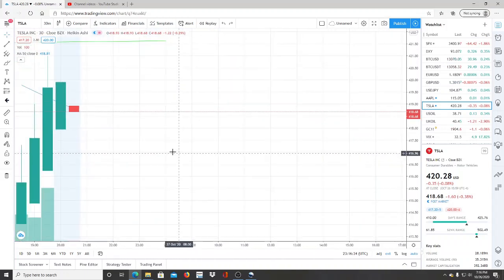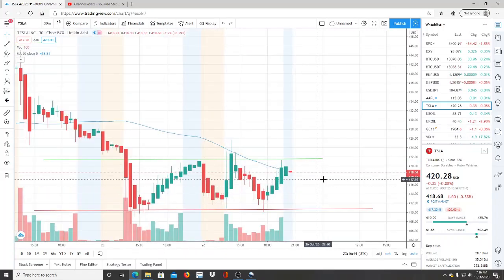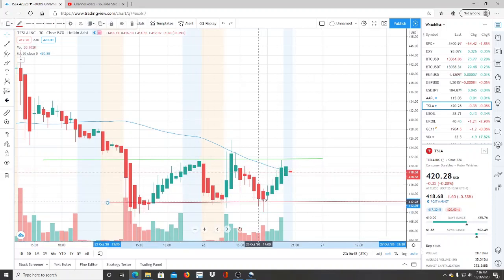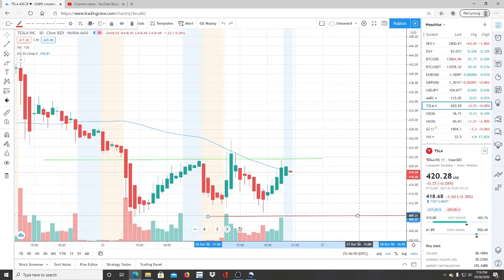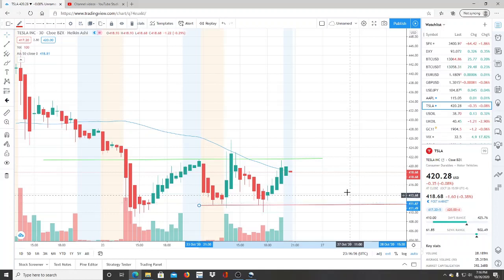If we zoom in real close here, you could see that the 50-day moving average is 418.81. We're currently at 418.68. Super important to keep that in mind, that we are slightly in bearish territory. If we're below the 50-day moving average, we're in bearish territory, and if we're above it, we're in bullish territory. So super important to keep that in mind, and we're currently slightly in bearish territory.